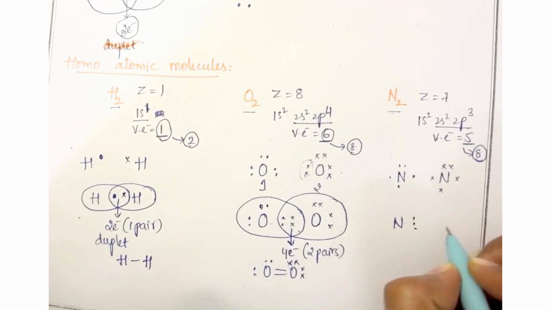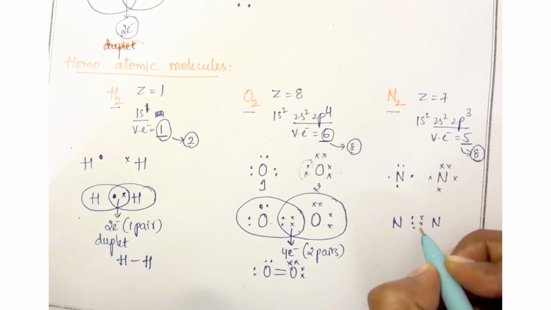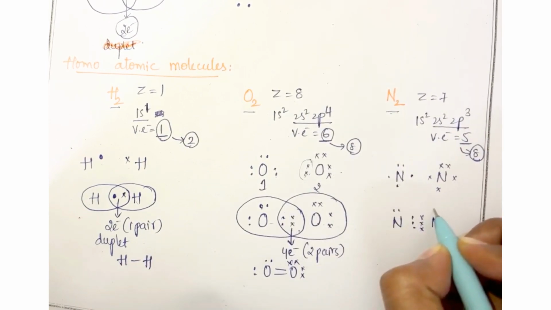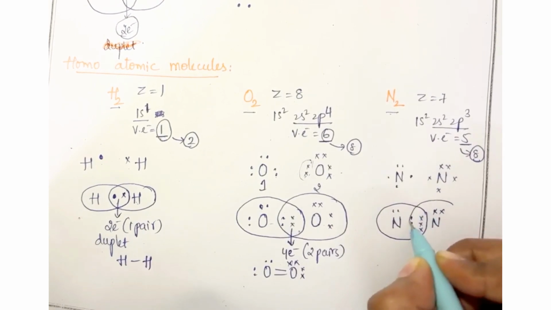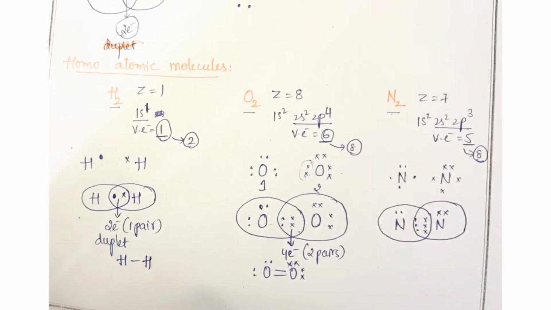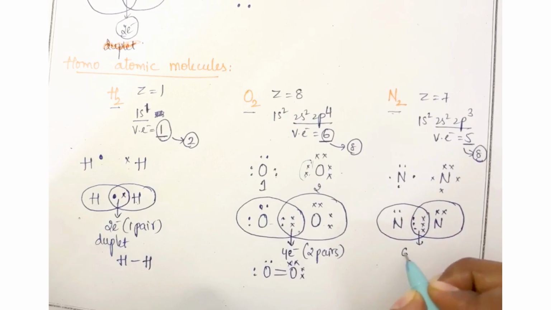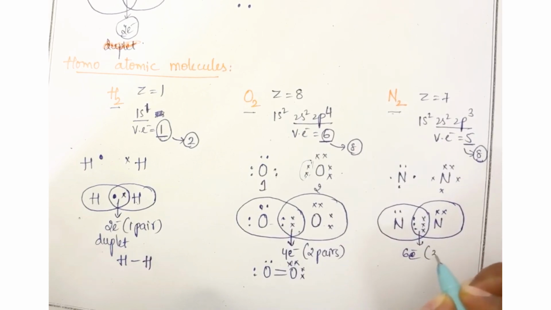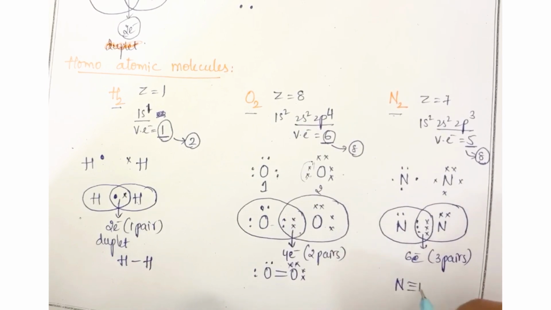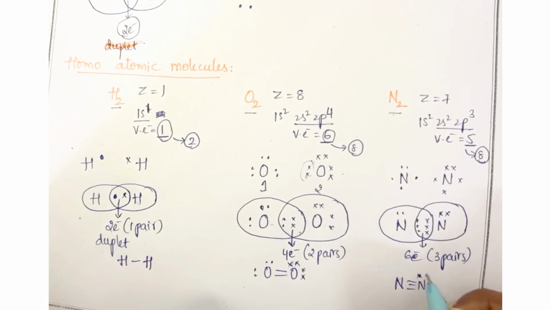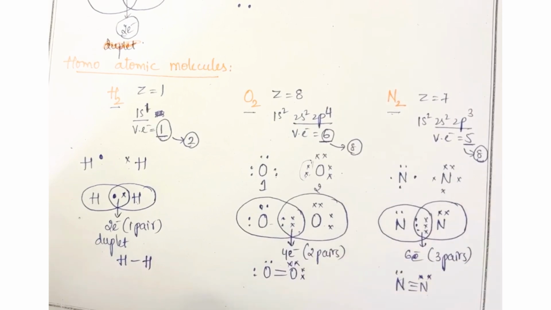nitrogen gives 3 electrons each because it needs 3 more electrons each for the stability. So 6 electrons are contributed by both the nitrogens, which is 3 pairs. So a triple bond you can see between 2 nitrogen atoms this way.